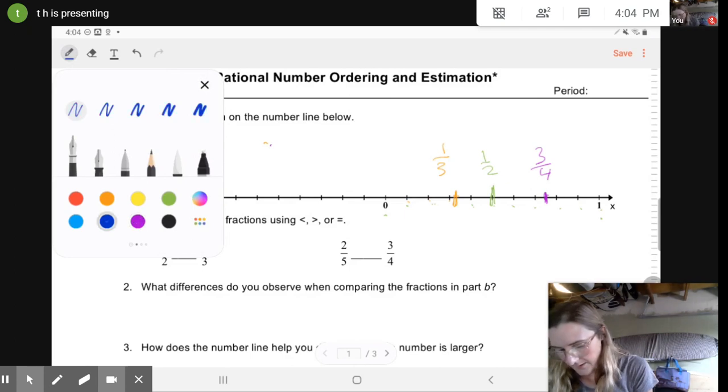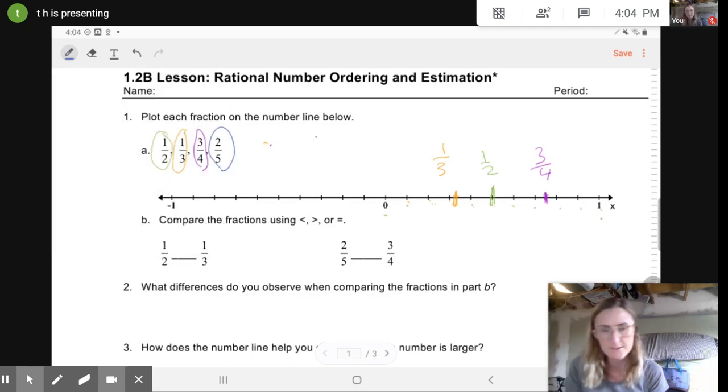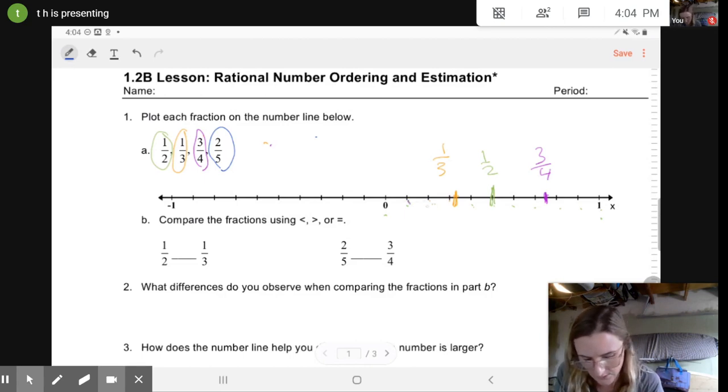And then finally, if I have 2/5, 2/5 could also be written as 4/10. So I'm going to count 1, 2, 3, 4. And this right here is 2/5. Okay, B says compare the fractions using less than, greater than, or an equal sign.